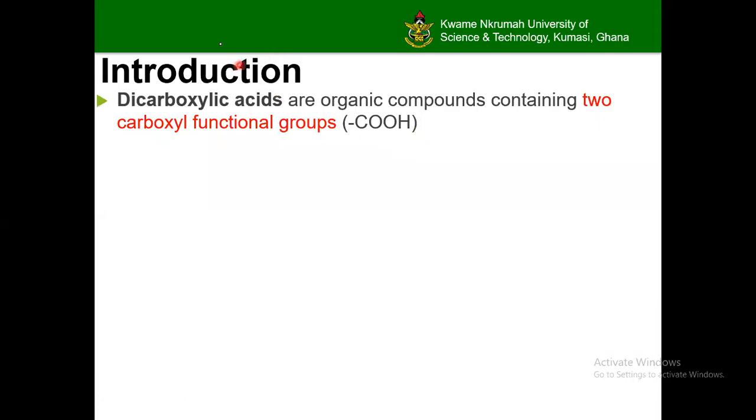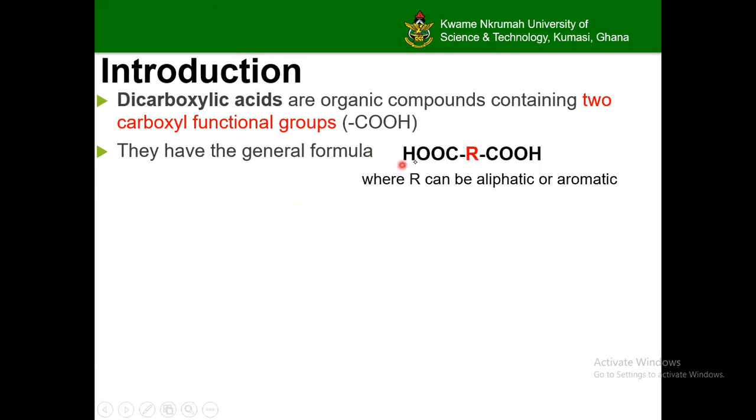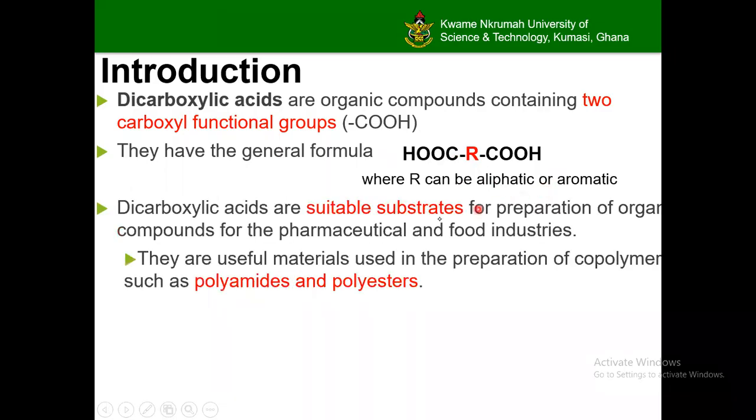Now, dicarboxylic acid. As the name implies, di means two. Now, the carboxylic acid functional group, we know that already, COOH. So usually we are talking about organic compounds that have two carboxyl functional groups. Very simple. Now we are seeing that they have the general formula COOH-R-COOH. The R here can be aliphatic or aromatic.